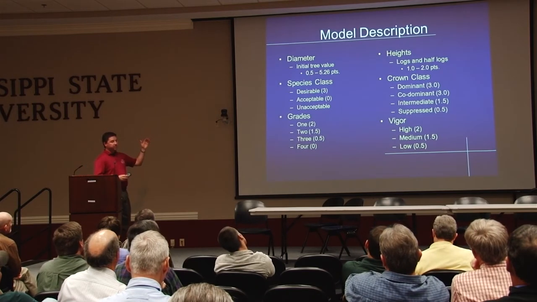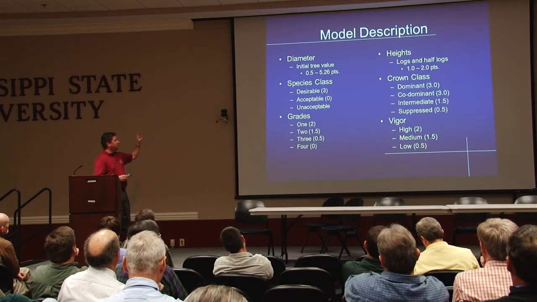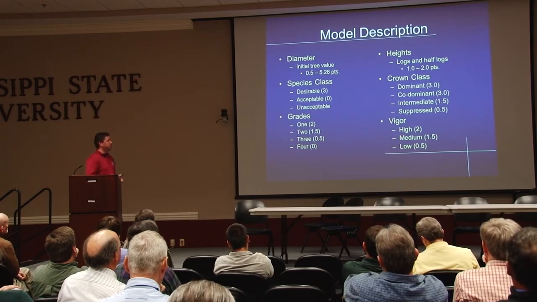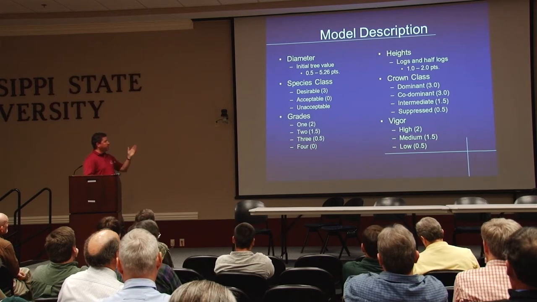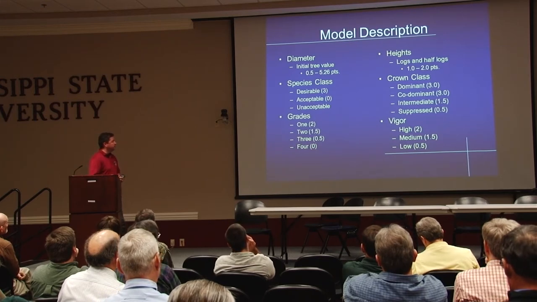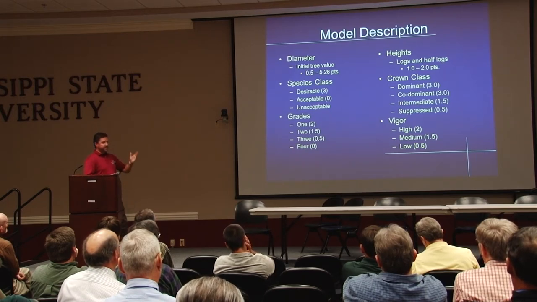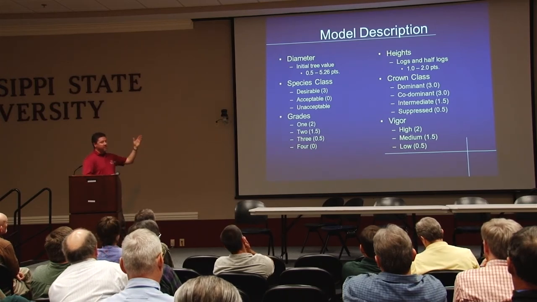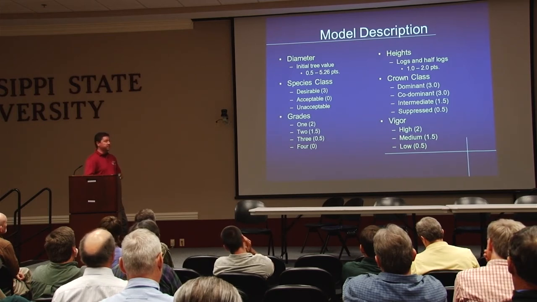The diameter of the tree provides the tree with its initial value. I'm not going to go too much into the specifics of how the model was developed, but give you an overview of how it works. The initial tree value can range from 0.5 to 5.26. Again, that's the point system from Putnam's even age stocking guide. Essentially, a 6-inch tree would start out with 0.5 points, and I think about a 36-inch tree would give you 5.26 points.